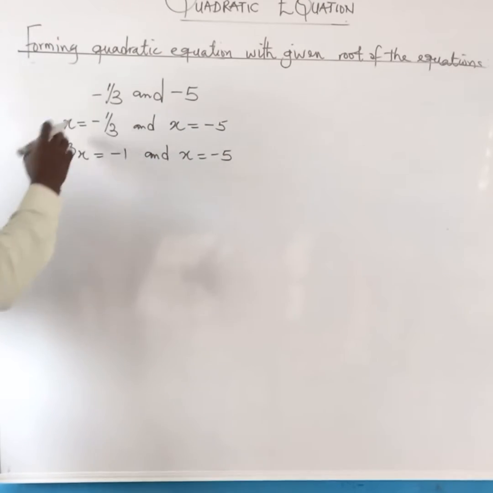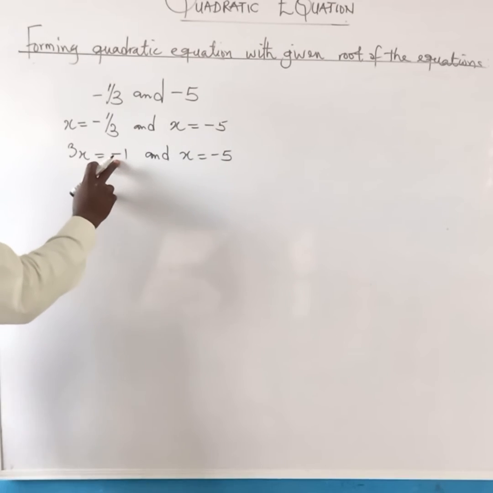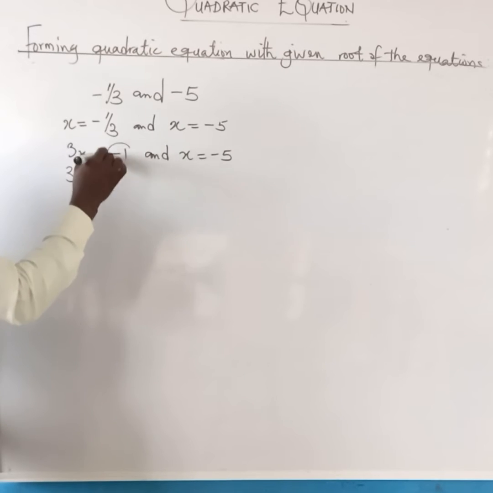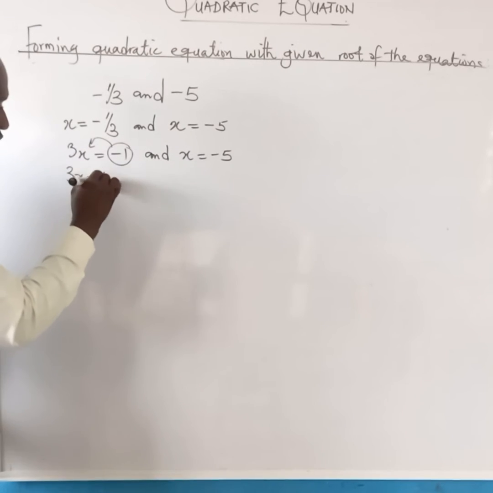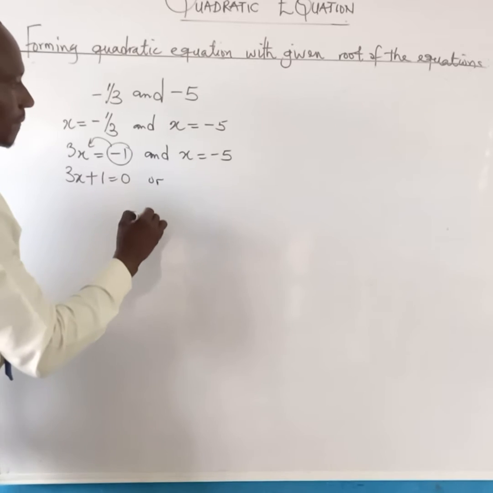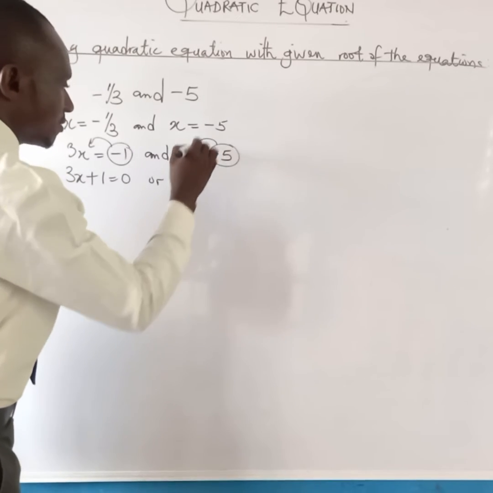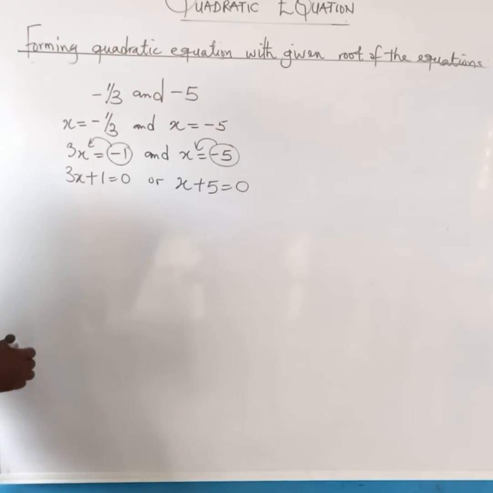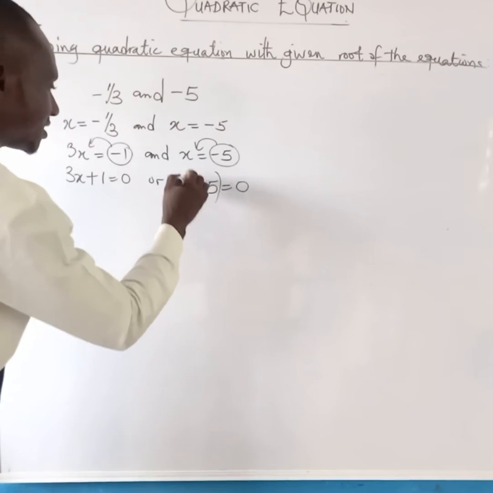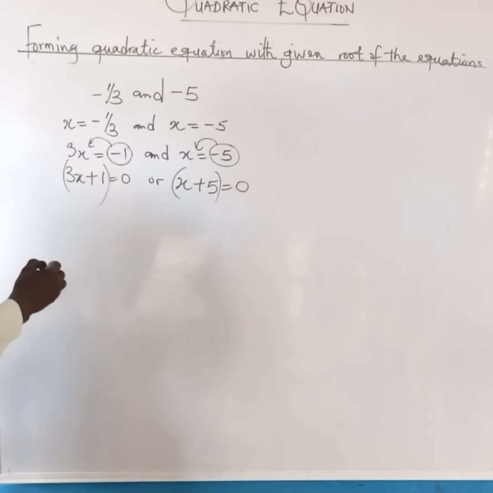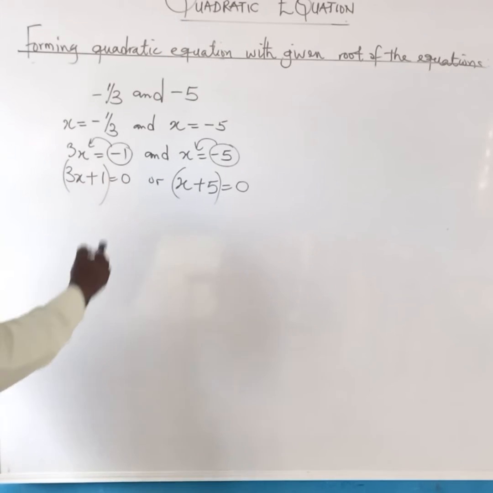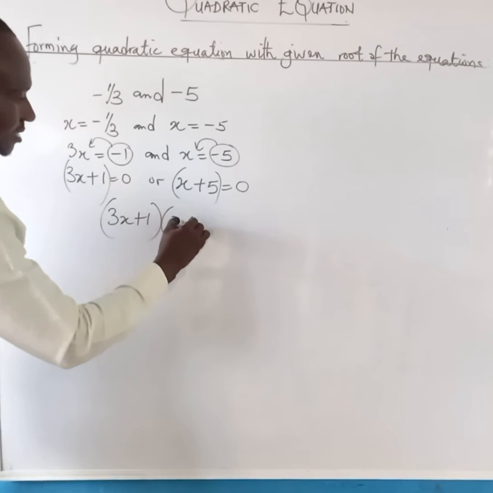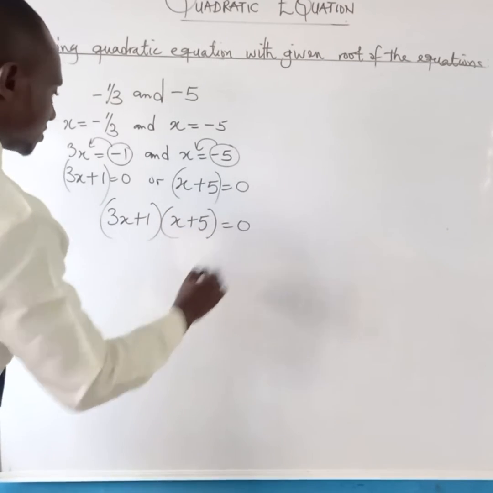Let's take the terms to the other side and have this equation equal to 0. So by doing so, we have 3x. Taking this minus 1 to the other side becomes plus 1 equals 0. Or taking this to the other side, we have x plus 5 equals 0. Having done that, we bring these two out and multiply the two together. So we have 3x plus 1 times x plus 5 equals 0.